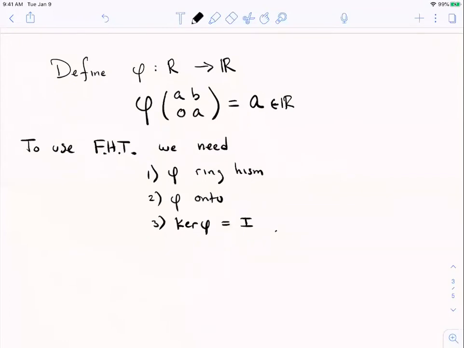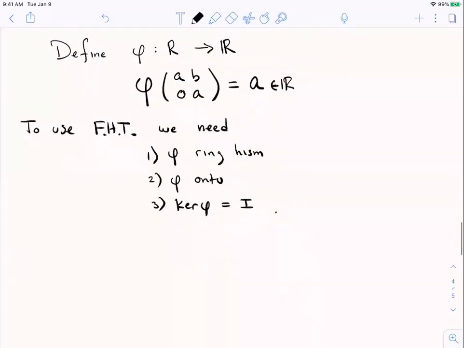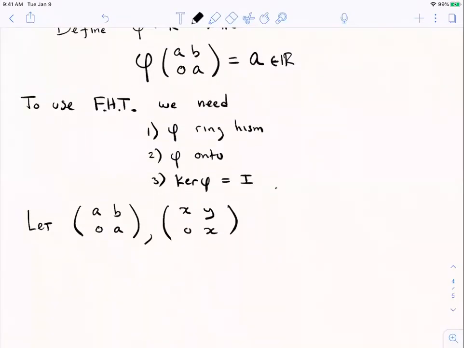Okay, let's get going here. Let's take a couple of arbitrary elements of this ring. I'll call them A, B, 0, A. We already used those letters, so let's use X, Y, 0, X. And I want to show phi is additive, for example. So I want to look at phi of their sum.